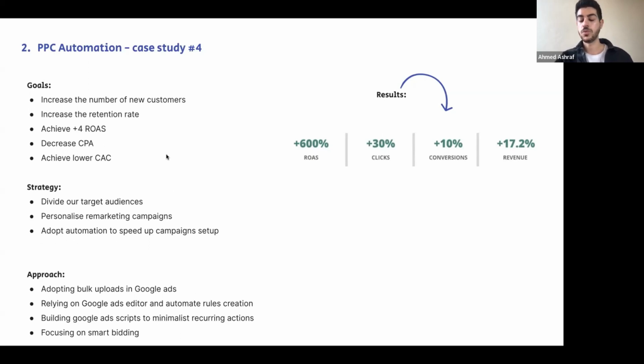And during the summer season, we were able to achieve more than 600% return on ad spend, and more than 30% increase in clicks year over year. And we got similar CPC, but with a lower customer acquisition cost. And we got a 10% increase in conversion rate, and in revenue, it was around a 17 to 18% increase year over year. So that was actually pretty good to achieve in the short term. And without automation, I assume we would have struggled to get there.